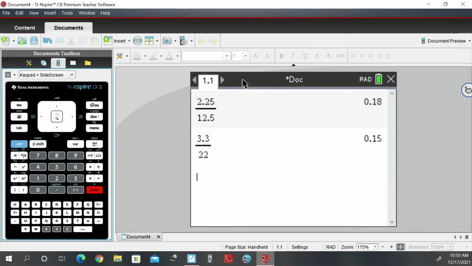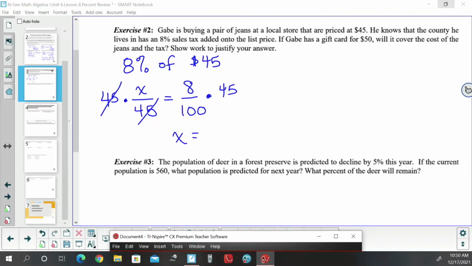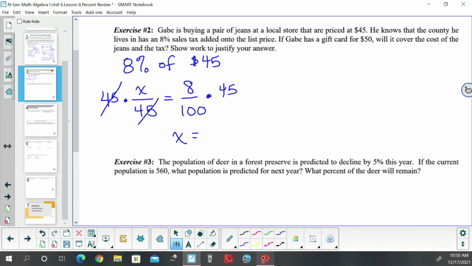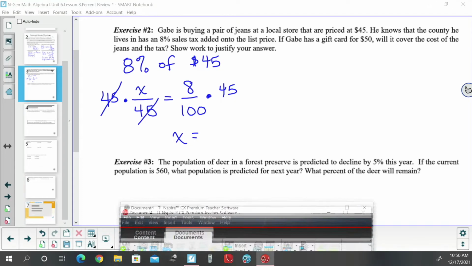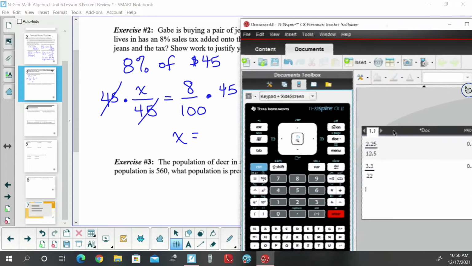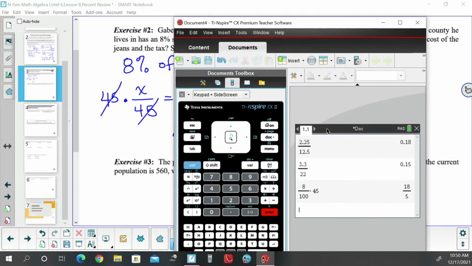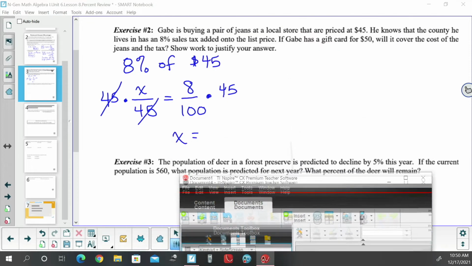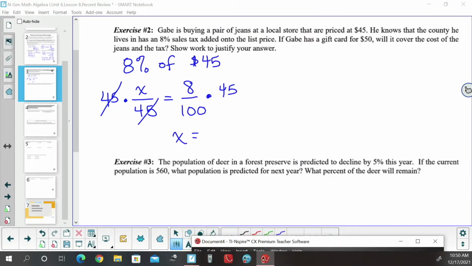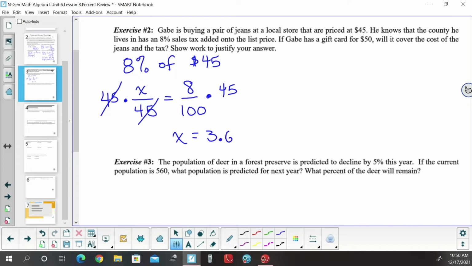Definitely just want to bring that up. That's simple enough. I want 8/100ths times 45. What is that? That's 18/5. That doesn't help me. 3.6. All right, 3.6. Since we're talking about money, I'm going to say it's $3.60.